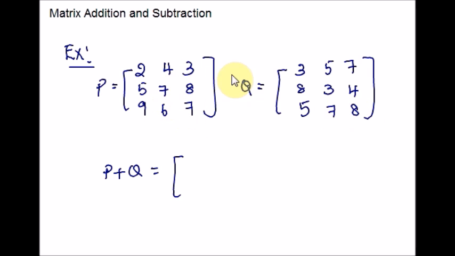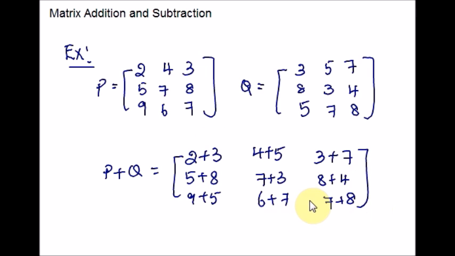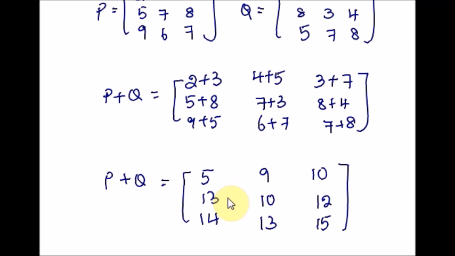If you add the corresponding elements in both the matrices, you will get the addition. Are you clear with this step? Okay. After this step, you have to perform the addition: 5, 9, 10, 13, 10, 12, and 14, 13, and 15. This is how we find the matrix addition.